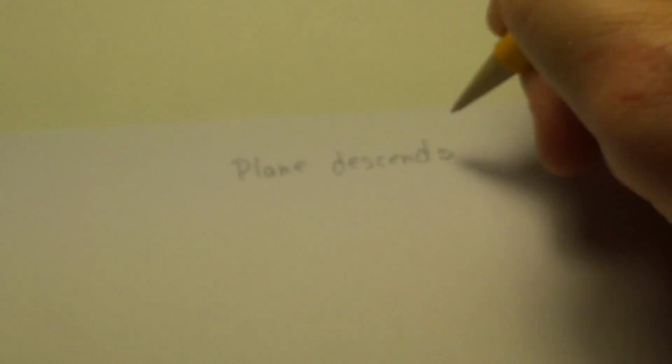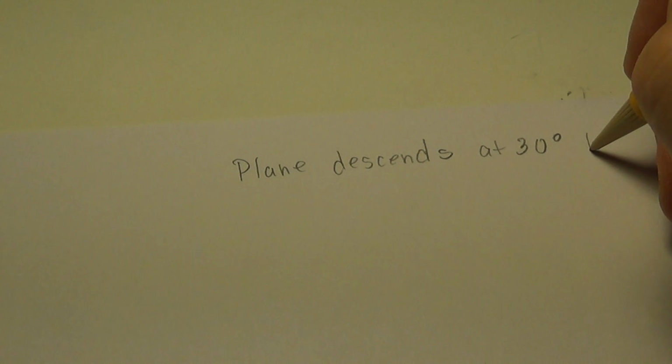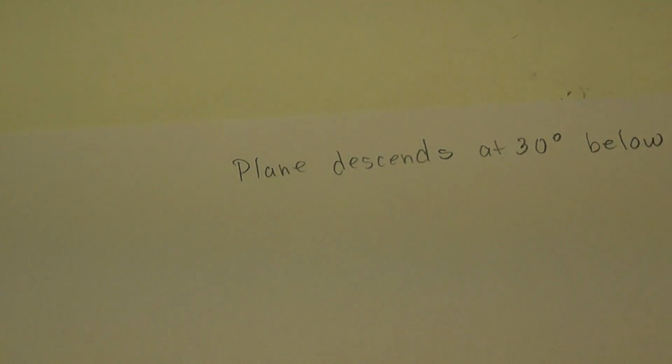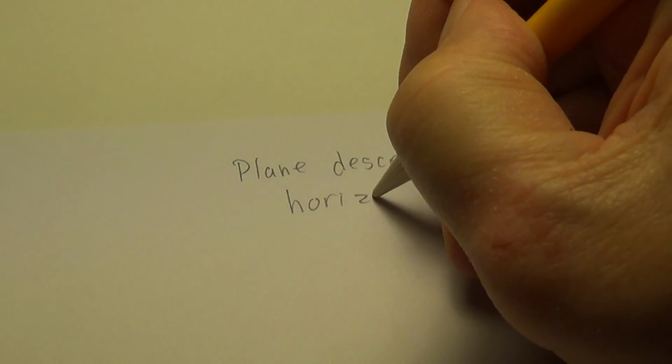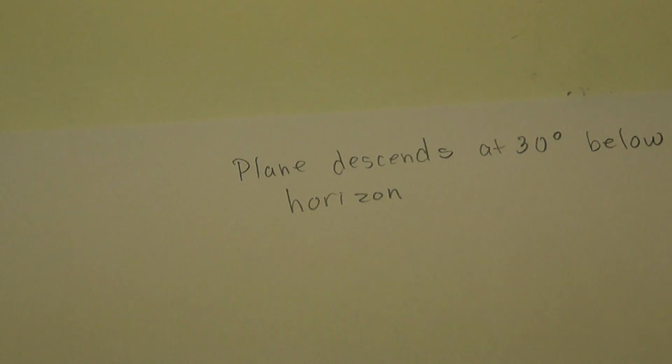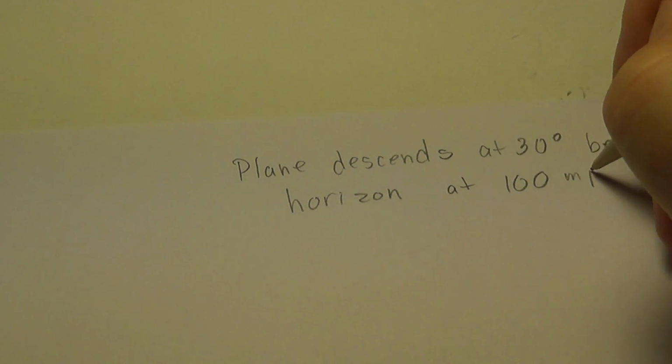I'll give it a little bit more meaning. Let's say that a plane descends. This is a planned descent. The plane descends at 30 degrees at 2 o'clock in the morning, and it is going below the horizon at 30 degrees, and I'll show a picture of it, and it's going to be traveling at 100 miles per hour.